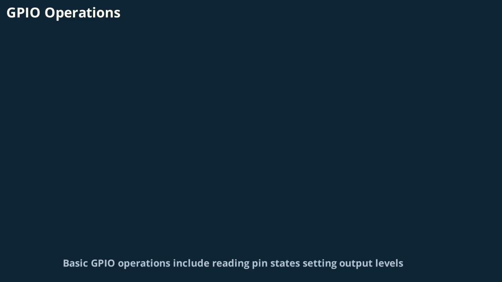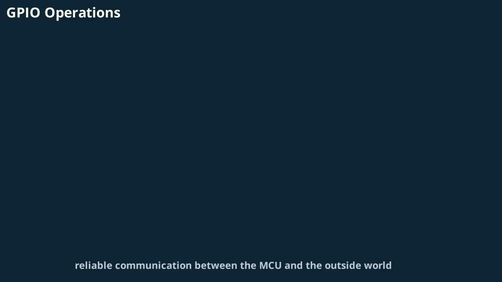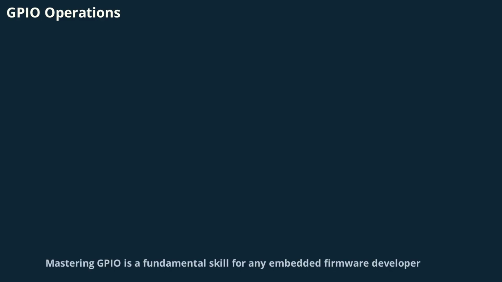Basic GPIO operations include reading pin states, setting output levels, generating interrupts, and implementing debouncing. These operations are essential for interacting with buttons, LEDs, sensors, and other peripherals. Proper configuration and handling of GPIO pins ensure reliable communication between the MCU and the outside world. Mastering GPIO is a fundamental skill for any embedded firmware developer.